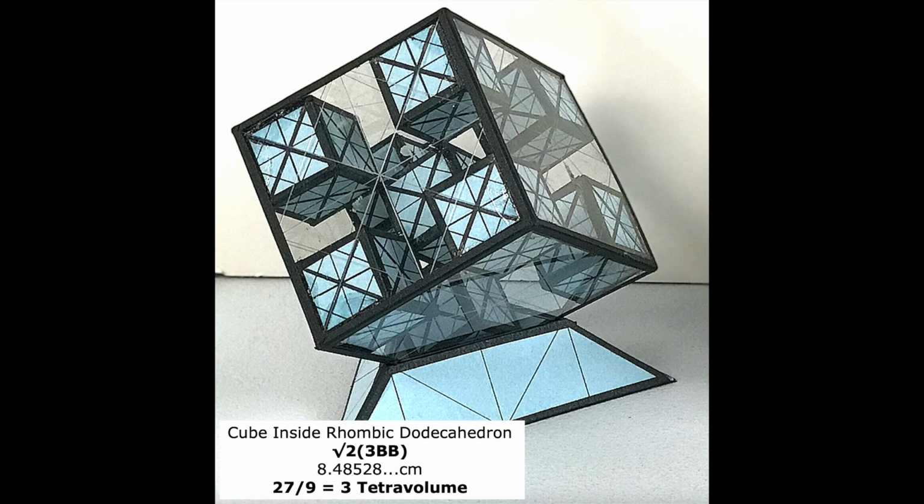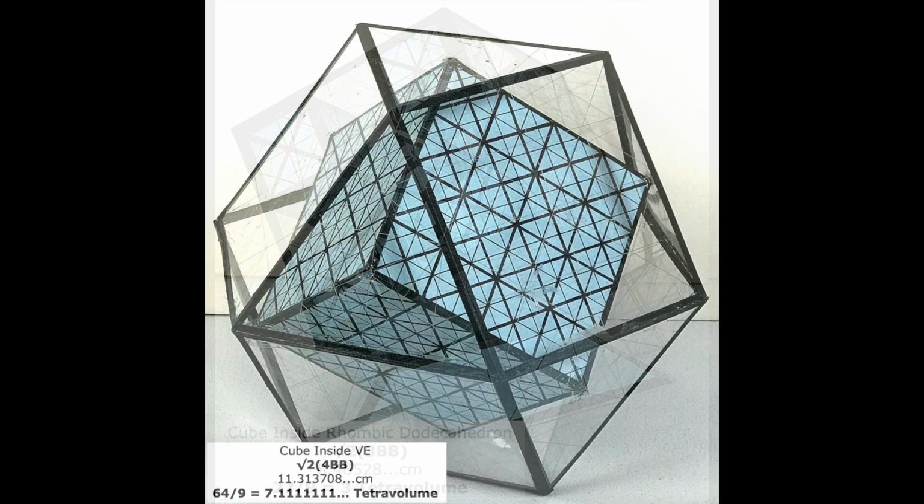We know if you double the size of a structure, you increase its volume by 8, a 1:8 ratio. If you triple the size, we now know you increase its volume 27 times, a 1:27 ratio. This is always true. The cube inside the 6BB VE has the edge of a square root of 2 4BB and a volume of 64/9 TV.